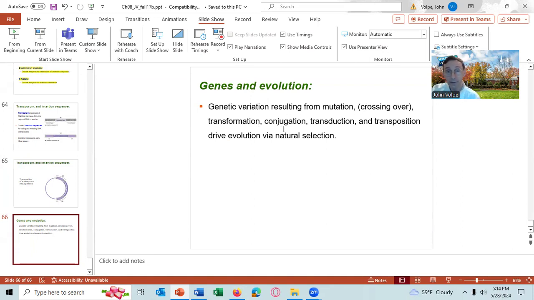And then transformation, conjugation, and transduction can allow cells to share DNA as long as the DNA pre-exists. As long as the DNA is in the species, transformation, conjugation, and transduction can move the DNA from one cell into another cell. This can drive evolution of the species by natural selection. Any question about any of that? All right, if not, that's it for chapter 8.